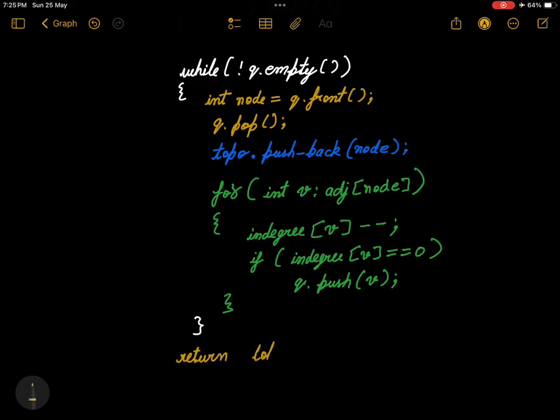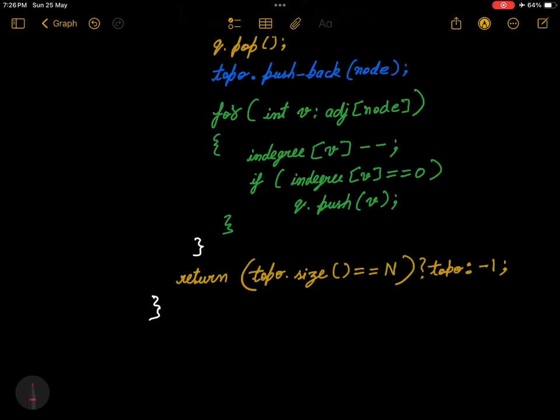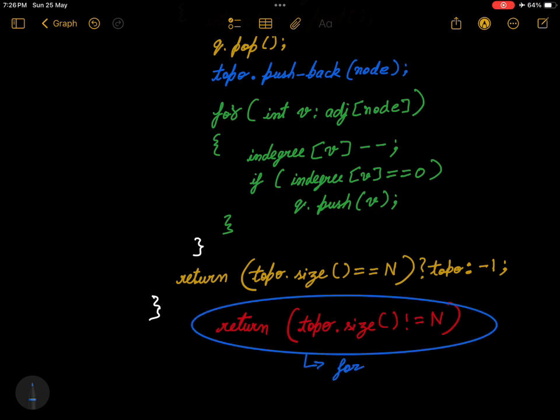But one important observation, we can return the topo sort only in one condition, when the topo sort size is equal to the number of nodes. And here, if you are writing code for cycle detection in directed graph using BFS, you can simply directly return topo.size() not equals to n. That means we found a cycle. So this is for cycle detection.